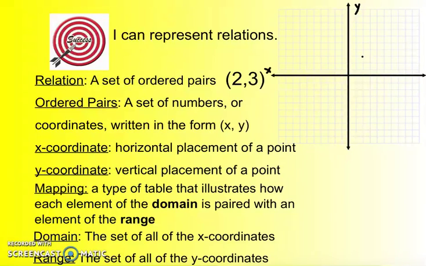Mapping, we're going to talk about that in just a moment. It's another way to organize ordered pairs. This actually illustrates domain and range in a different way, and I'll show you that in an example coming up. Domain, remember, is a list of all the x-coordinates. Range is a list of all the y-coordinates, and we talked about domain and range in a prior video, okay?